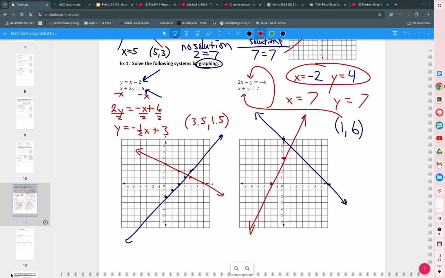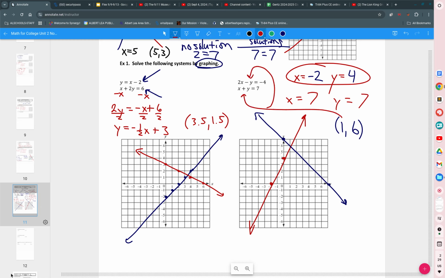Okay. Flip it over. We got 2 more ways. We want to do these next 2, and then you guys can have time to work. We want to talk about substitution and elimination. So we have graphing, we have substitution, and elimination.